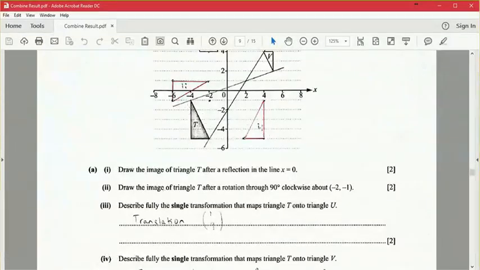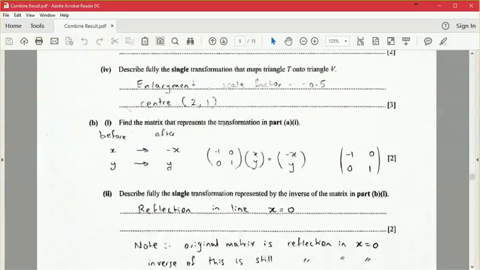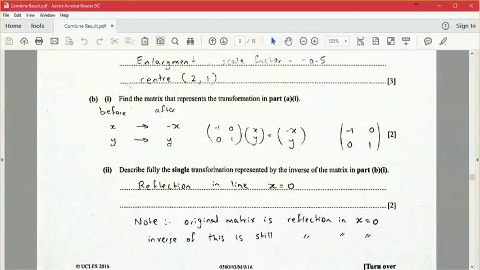So if we want to get this one to this one, what do we do? Reflection in x equals 0, the same matrix. So it's the same transformation, reflection in line x equals 0. Here you see the original matrix is reflection in x equals 0. So the inverse of this is still reflection in x equals 0.